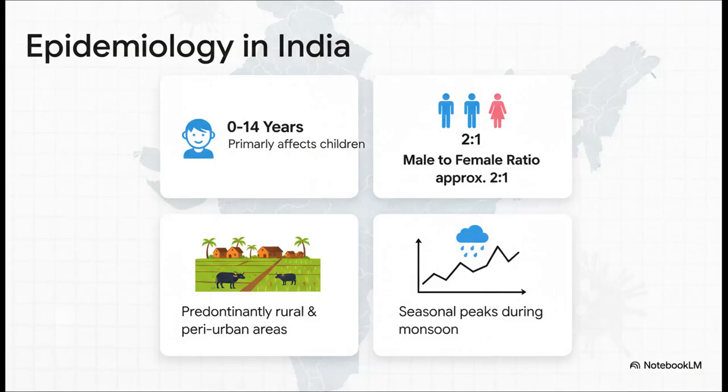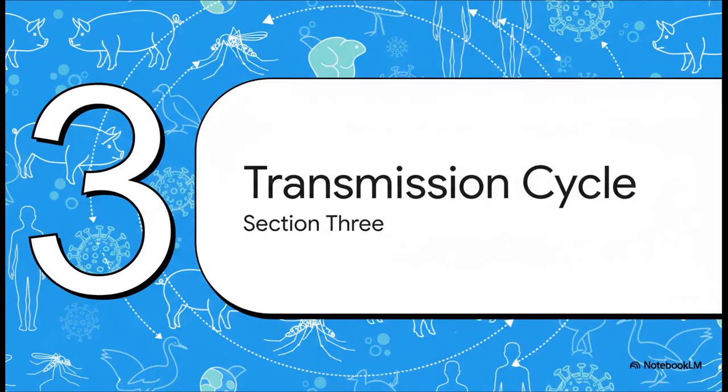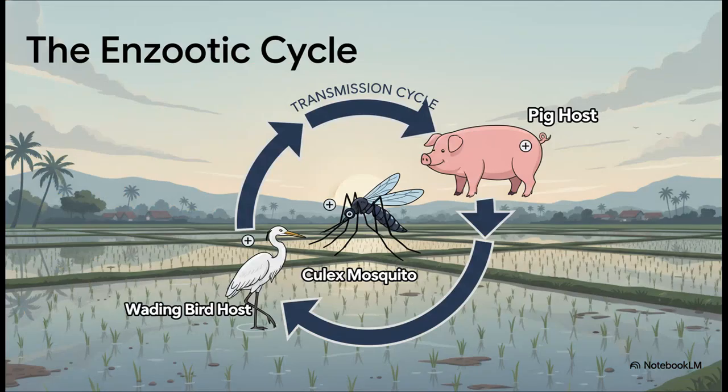Looking at the specifics in India, a few key things stand out. First, this is primarily a disease of children. The incidence is way higher in the 0 to 14 age group, about 5.4 per 100,000. We also see a clear gender split with a male-to-female ratio of roughly 2 to 1. Geographically, it's hitting rural and peri-urban areas the hardest. And it's seasonal, with peaks during and after the monsoon season, which makes sense when you think about mosquito populations booming. And that seasonality leads us perfectly into our third section, the transmission cycle. Okay, so how does this virus keep going?